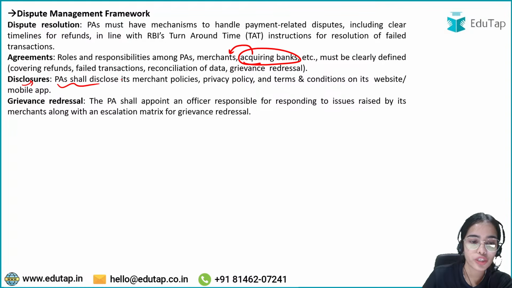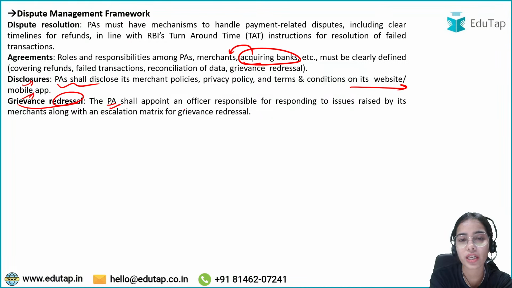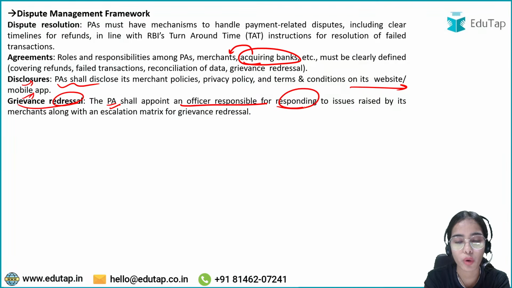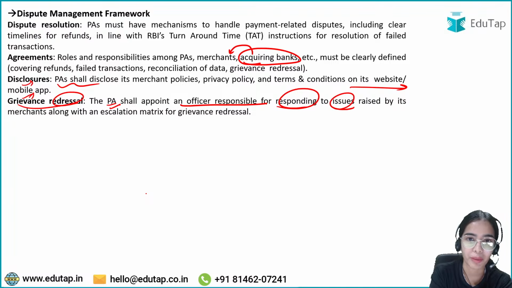Disclosure: the payment aggregator should disclose its merchant policies, privacy policy, and terms and conditions on its website and mobile application. Grievance redressal: the payment aggregator shall appoint an officer responsible for responding to issues raised by the merchants that have been onboarded on the payment aggregator.